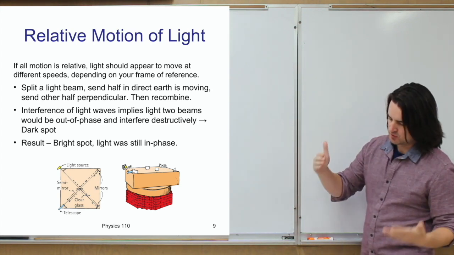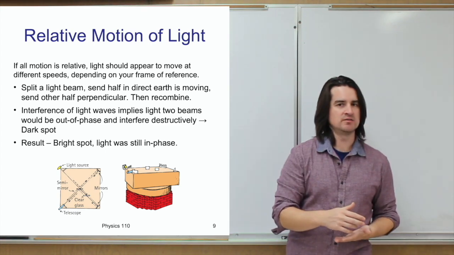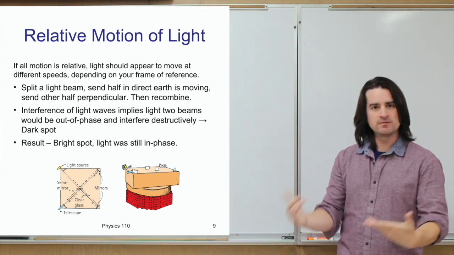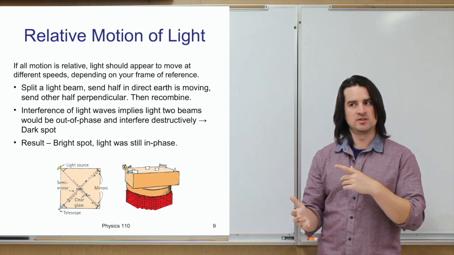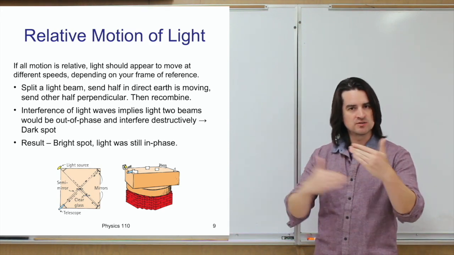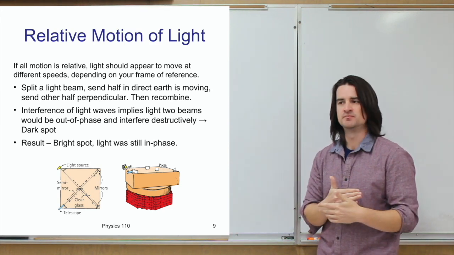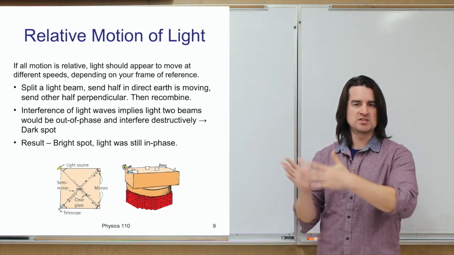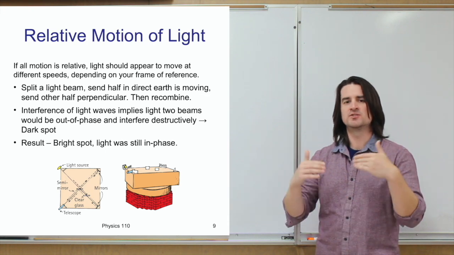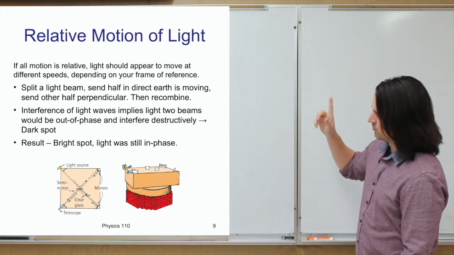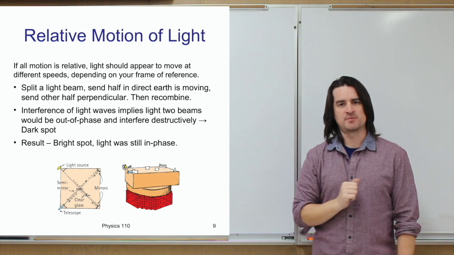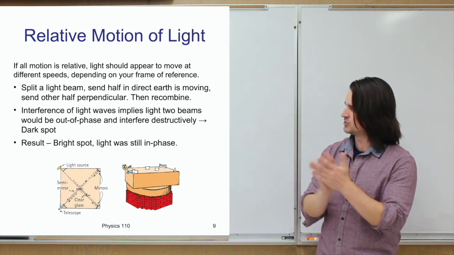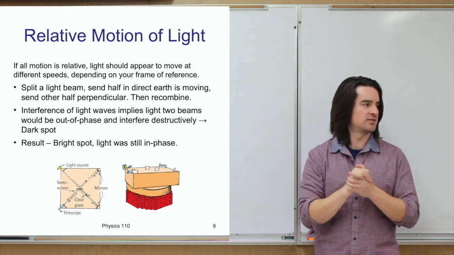Okay, so you do that experiment. Turns out, do it as many times as you want, if it was true that the speed of light was relative to what reference frame you're looking at it from, then you'd get a dark spot, right? You get them going different speeds down the different paths, and you get destructive interference, you get a dark spot. What are the results? Well, you always got a bright spot. They were always in phase. So something else is going on, or not what they thought was going on.